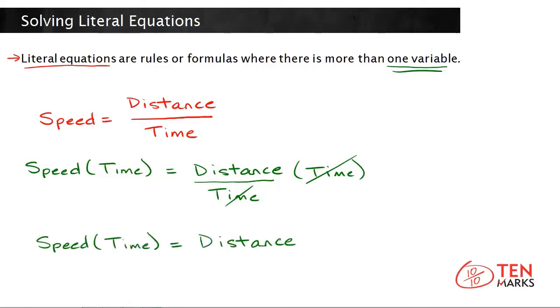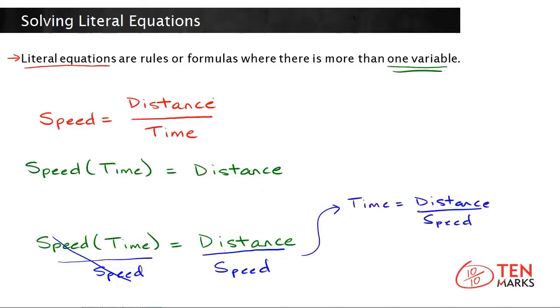Now let's say you wanted to solve this equation for time. Notice that speed is being multiplied by time on the left side. To get speed to the right side of the equation, apply inverse operations, so divide both sides by speed. And if you do that on the left, that's what you have, and you're going to divide that by speed as well. Now on the left side, speed is going to cancel out, and what you're going to be left with is time equals distance divided by speed.